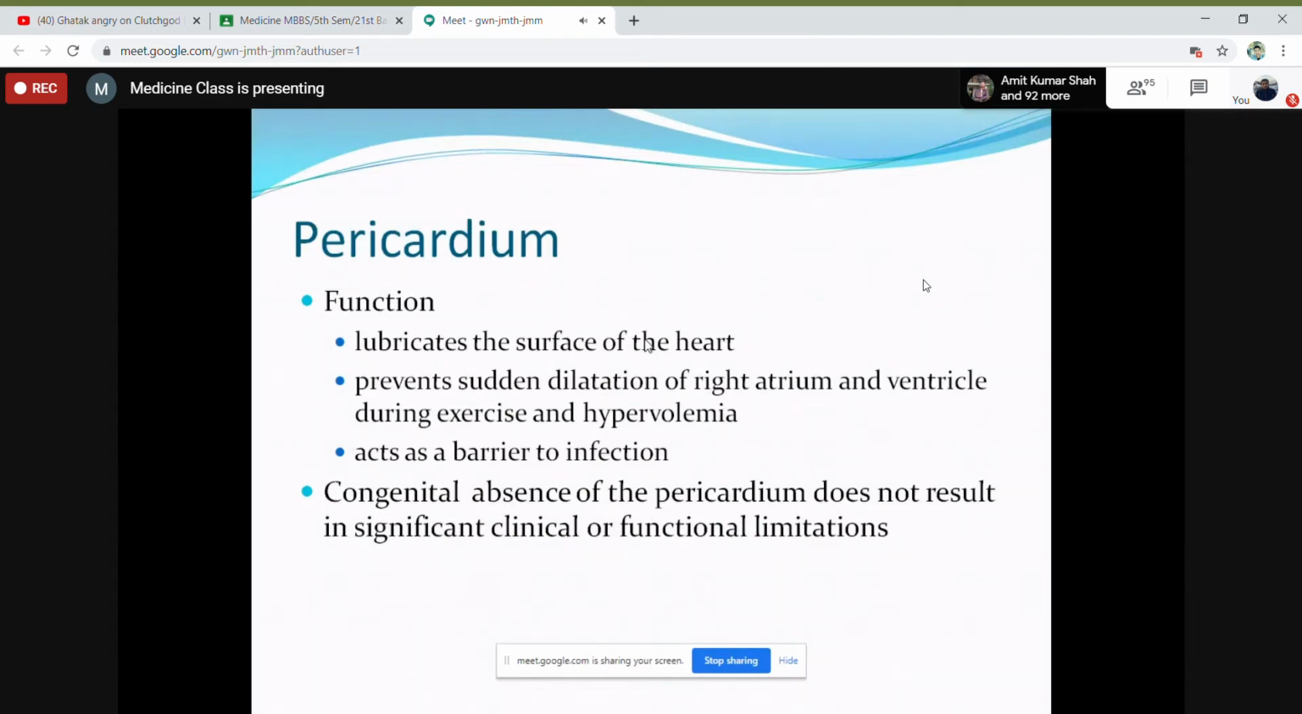It also acts as a barrier to infection, mainly in cases of chest infection. It stops the spread of the infection. However, congenital absence of pericardium does not result in any significant clinical or functional limitations.